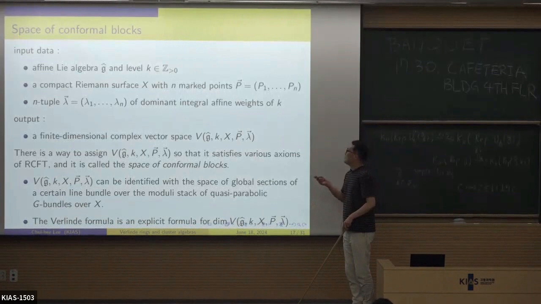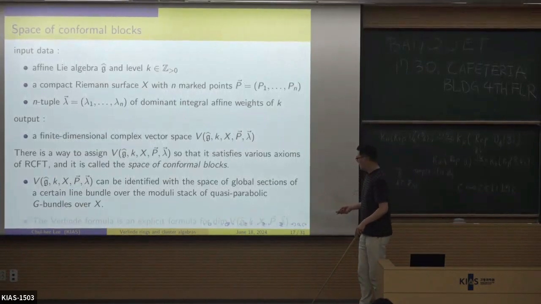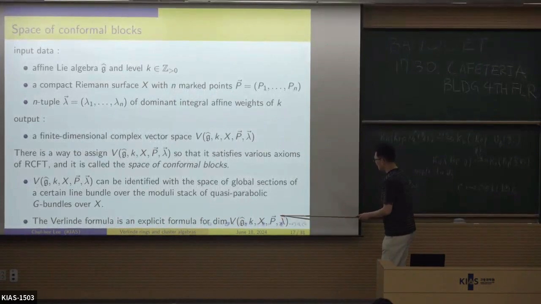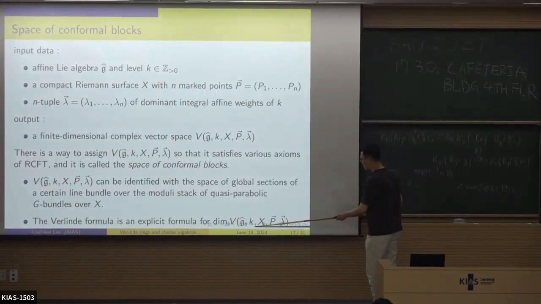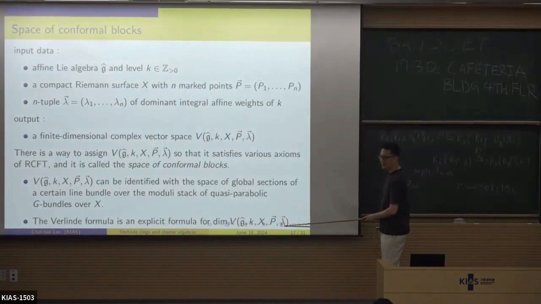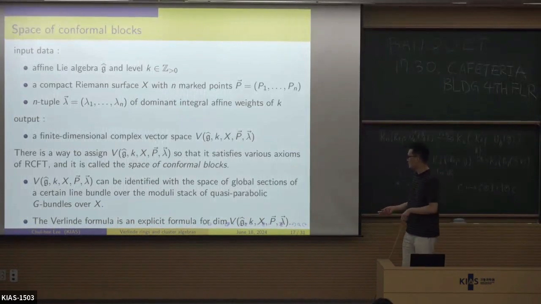So, it depends on the choice of weights, and it depends on the level, and it depends on the genus. It doesn't depend on the location of points. But it depends on the choice of lambda. So n is already, it changes.